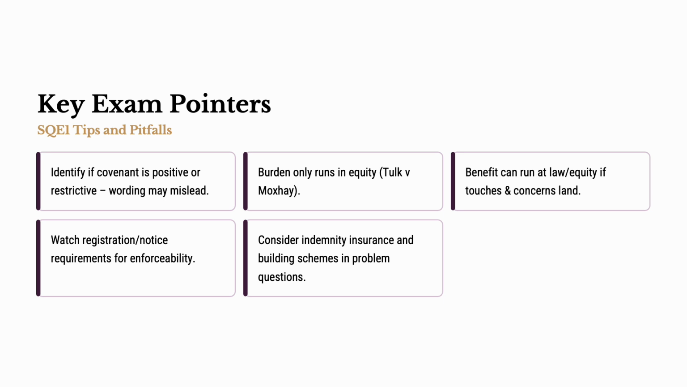Third, always check the registration requirement. It is a common trap. Even if all substantive requirements for the burden to run are satisfied, if the covenant isn't properly registered, it won't bind a purchaser for value in modern land law. In registered land, look for a notice in the charges register. In unregistered land, for covenants created after 1925, check whether it was registered as a Class D(ii) land charge. If registration is missing, the covenant is void against a purchaser for money or money's worth.